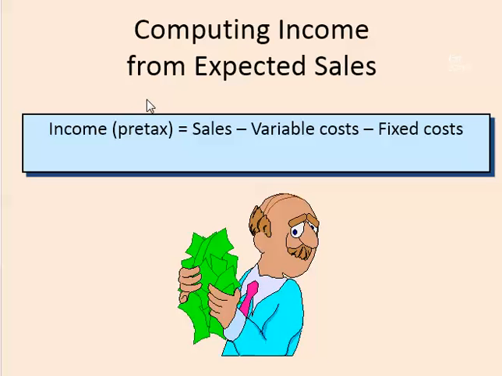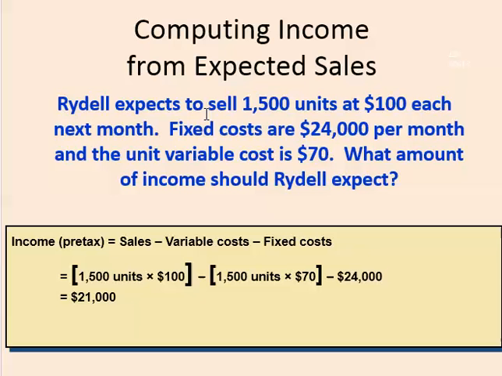Okay, so to figure out what our income will be, we'll take our income equal to our sales, minus variable costs, minus fixed costs. So here's an example there. Rydell expects to sell 1,500 units at $100 each next month, so that will be my sales right there. Then fixed costs are $24,000 per month and the unit variable cost is $70. Well, we know we're going to sell 1,500 units at $70, so that becomes my variable cost minus the fixed cost. So my income will be $21,000.